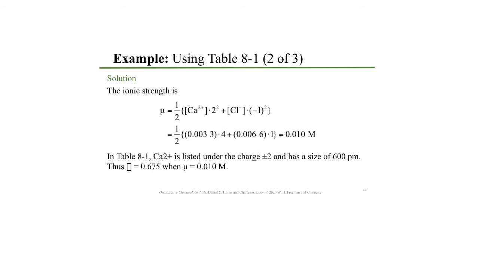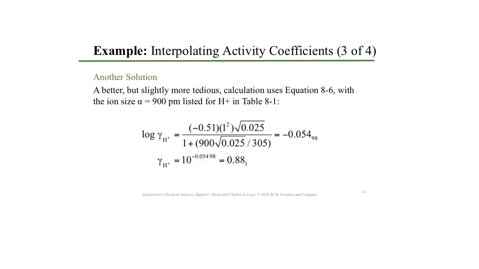So if you look at table 8.1 in the text, it's under the plus or minus 2, and it has an ion size of 600 picometers. And so it equals 0.675 at 0.010 molar. And this is, again, the ionic strength. I'm sorry, this is the activity coefficient, gamma. But this is what you would typically do.